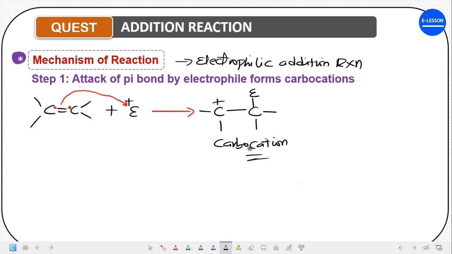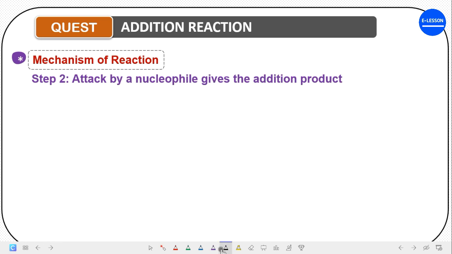Now this carbocation is a positively charged ion. Are you getting it? And it can easily attack a nucleophile. Do you know why? Because nucleophiles are electron rich and they attack a positive charge. So this is the first step of the addition reaction, whereby the double bond attacks the electrophile to form a carbocation. Then the next step is the carbocation reacts with a nucleophile to give the product.